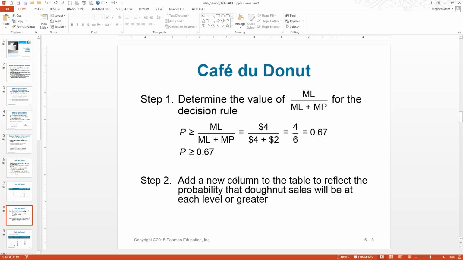our marginal, excuse me, our marginal loss over marginal loss plus profit tells us that when we get to the 0.67 level, it's a wash. The likelihood of us not selling and the likelihood of us selling gets us to a wash, an even. We're breaking even at that point.